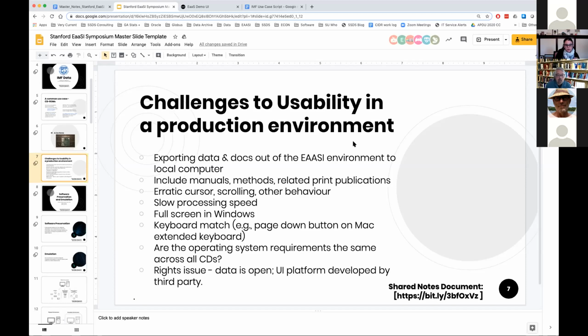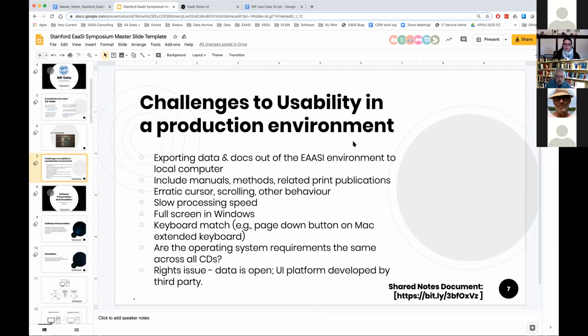Sure. So we've been talking with the IMF folks, letting them know that we've been working on this project. And one thing we have to be cognizant of across any software environments is our rights issues, either with the software or with the content of the software. So in our case, the data is open. The IMF has released all of their data. It's publicly available, so we don't have an issue with rights with the actual data itself.